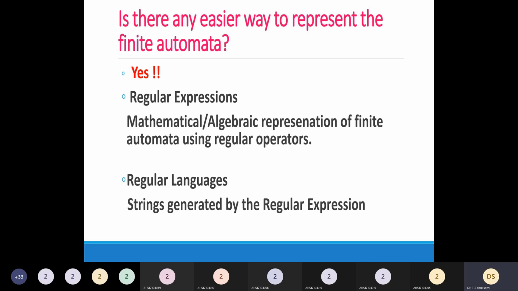And then the next one, regular languages. Regular language means the collection of regular expressions, and then the next one, strings generated by the regular expressions. So we have two kinds of representation here. First one, finite automata, which is the graphical representation, and then the second one is the regular expression, which is nothing but the mathematical representation.